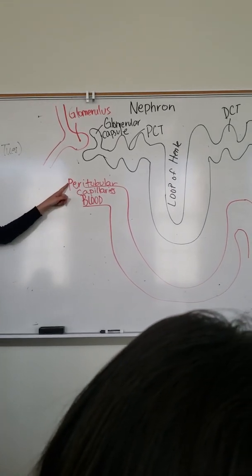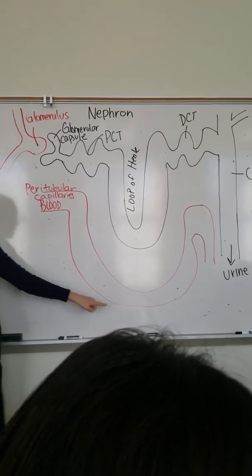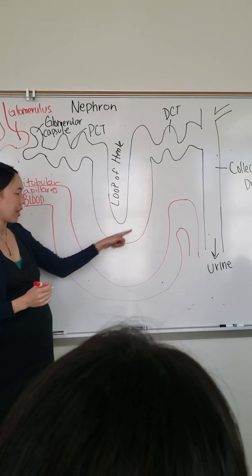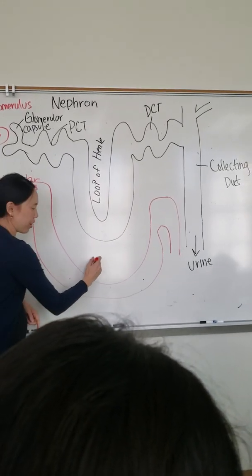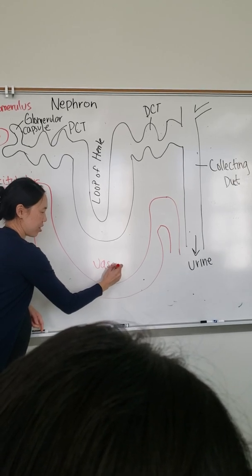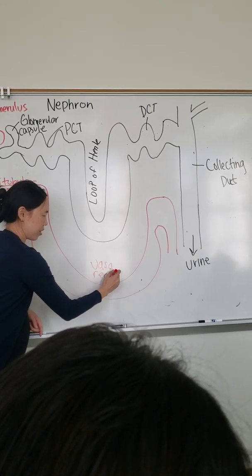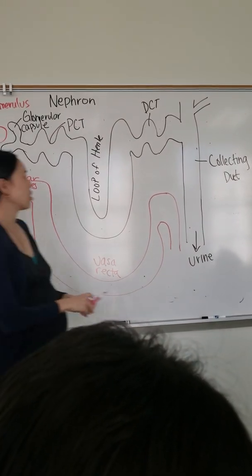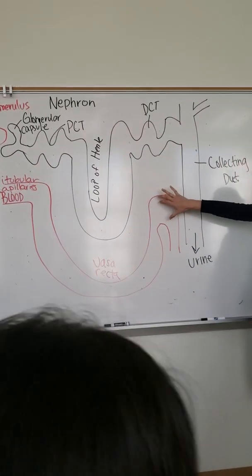My peritubular capillaries. And then specifically when you get down to the vasa recta, near the loop of Henle down here, this would be called the vasa recta. And then otherwise, peritubular capillaries.